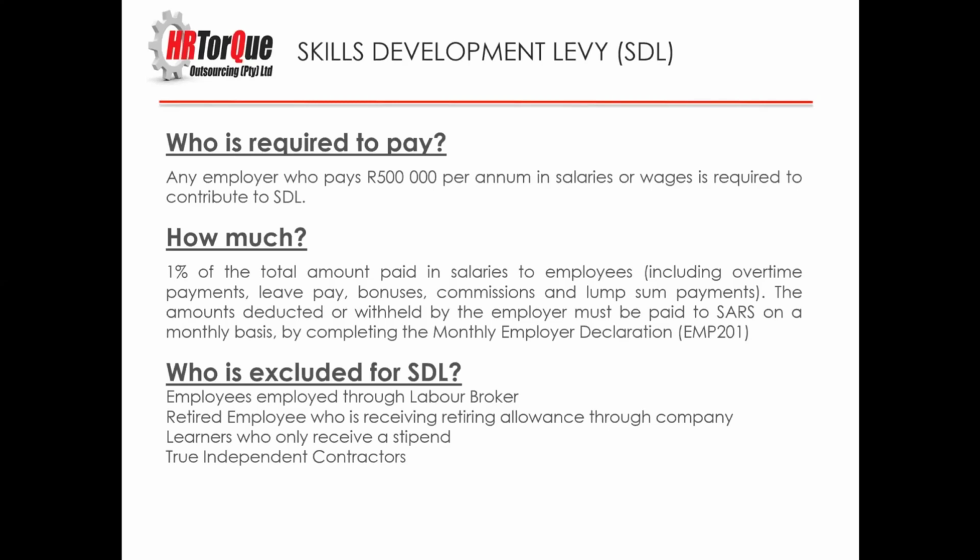Okay. So the amounts deducted or withheld by the employer must then be paid to SARS on a monthly basis, and this is done by completing the monthly employer declaration form. So this gets then paid to SARS, and we'll go into now how that money is allocated and what happens. There are certain people that are excluded from SDL, and it's employees who are employed through a labor broker. So if you have labor broking employees, you are not required to pay SDL for them. That would be paid directly by the labor broker.